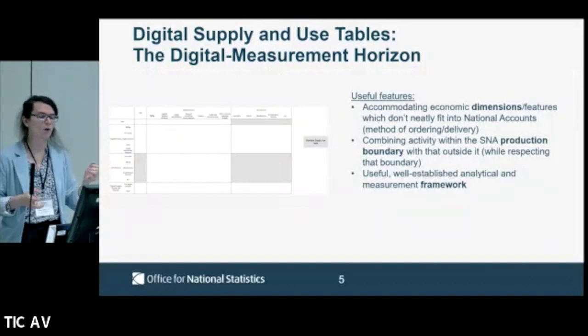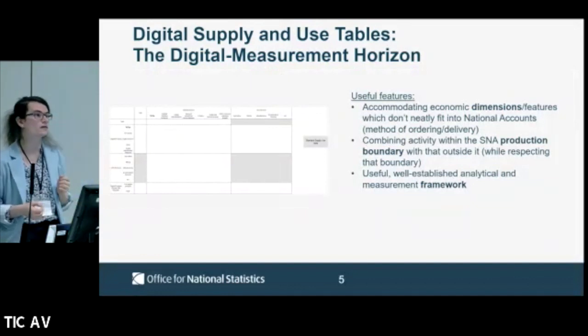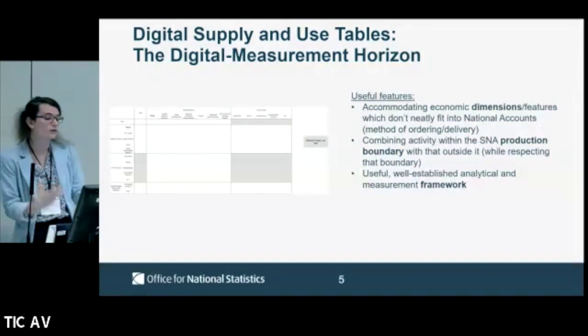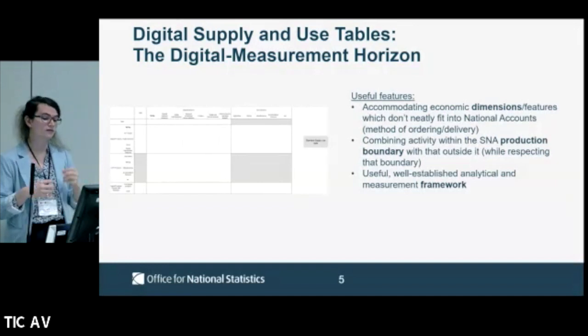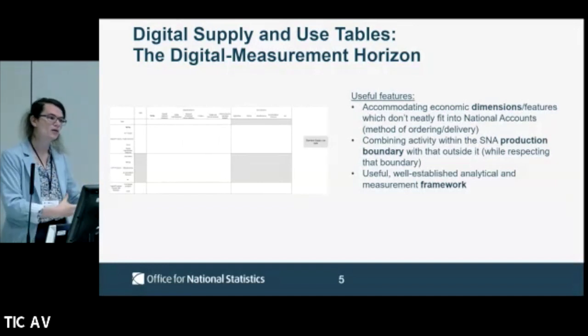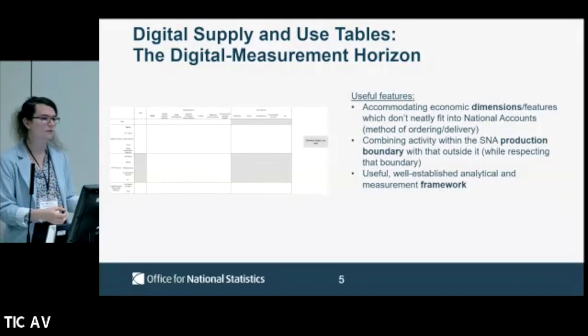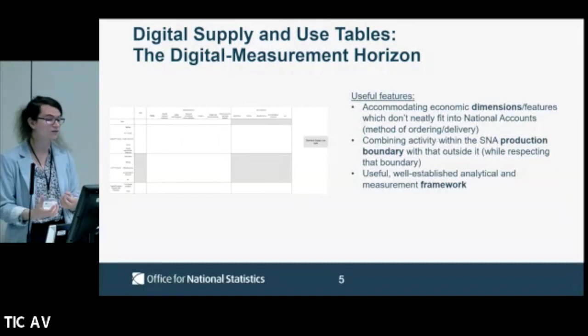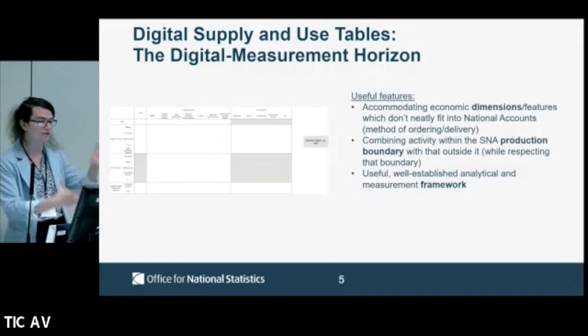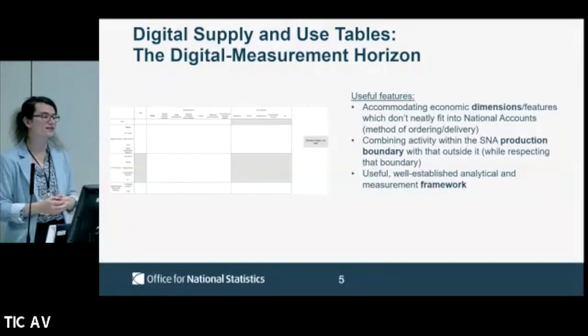So just to talk about what we quite like about this, and this builds on one of the questions that we had earlier. One of the things that we find quite advantageous about this is the flexibility that this has. It incorporates dimensions and features which might not really be acceptable within our core accounts, but are still of quite applicable use to our users and our stakeholders. The digitally ordered and digitally delivered is a really good example. And as those new dimensions and features come along, this gives us a way of thinking about how we incorporate those, and how we can present a number that is conceptually consistent and coherent with the national accounts.